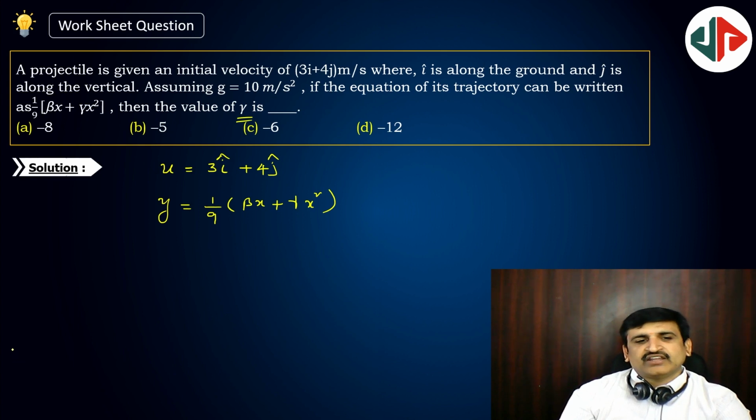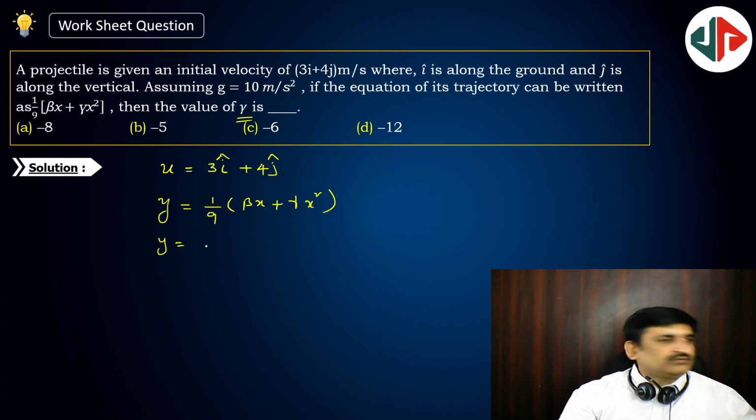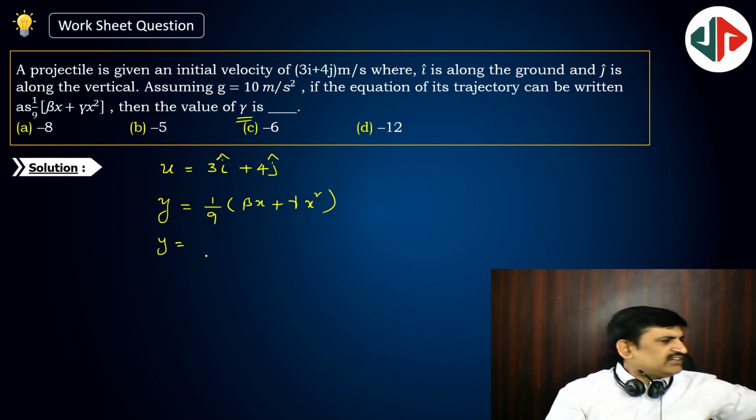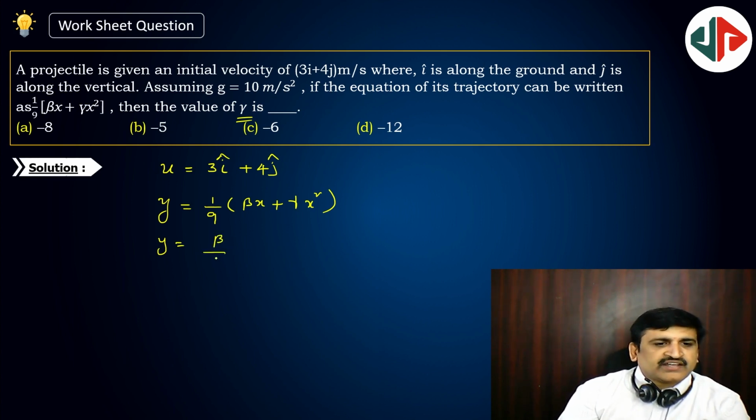Okay, fine. We have the equation of trajectory, y is equal to 1 by 9 beta x square plus gamma by 9 x. Beta by 9 x only.